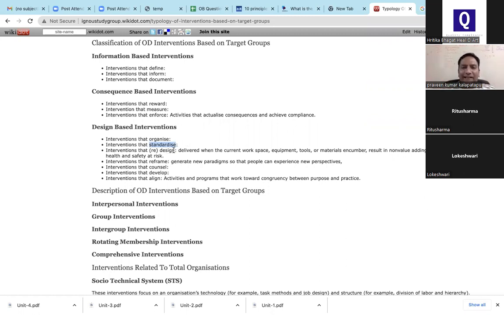You're standardizing things, and also you're designing how the workspace should be. Interventions that design the safety of the workspace, and so on. You're trying to design, and you are trying to develop something new. Interventions that develop, maybe development could be skill development, maybe a particular product or whatever it is. So these are all design based interventions.